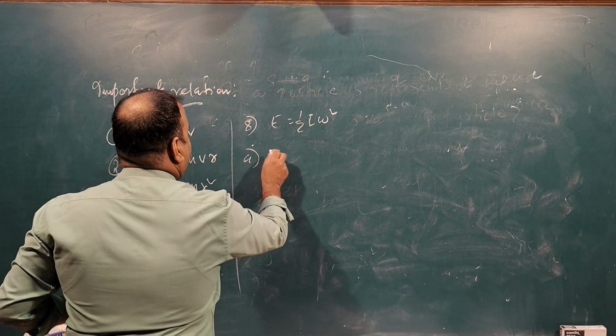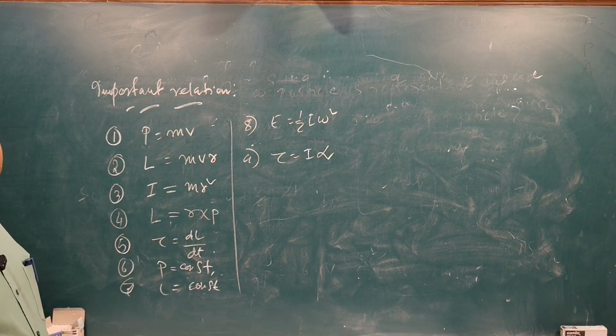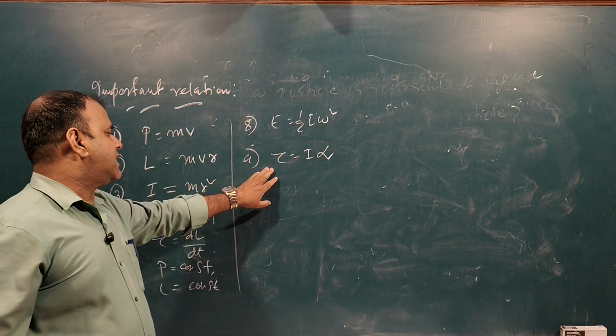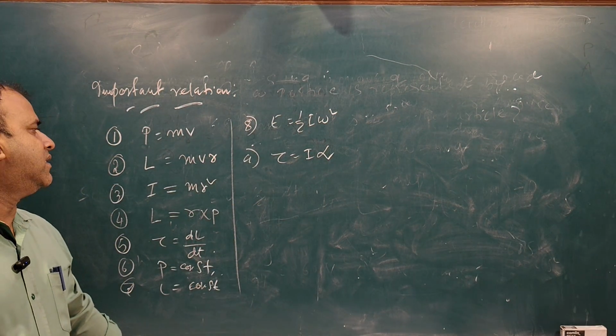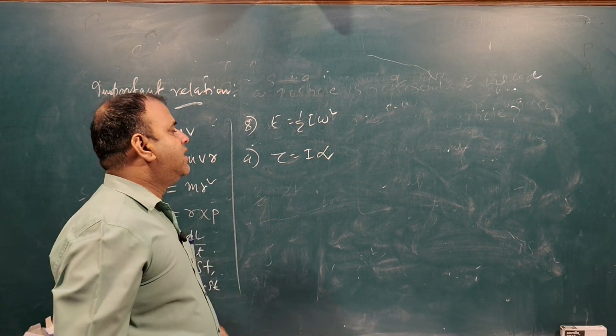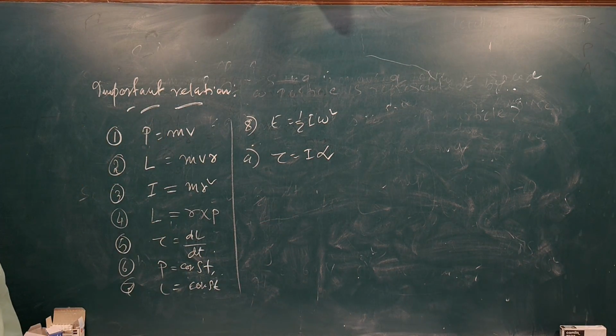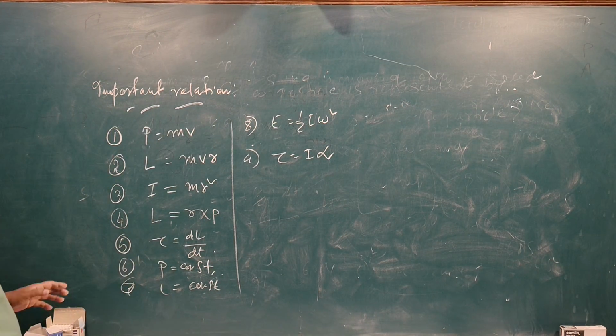Number 9, tau is equal to I alpha. This is also a formula. Torque is equal to moment of inertia times angular acceleration. These are the formulas you have to remember, and you can easily solve the numericals related with this.